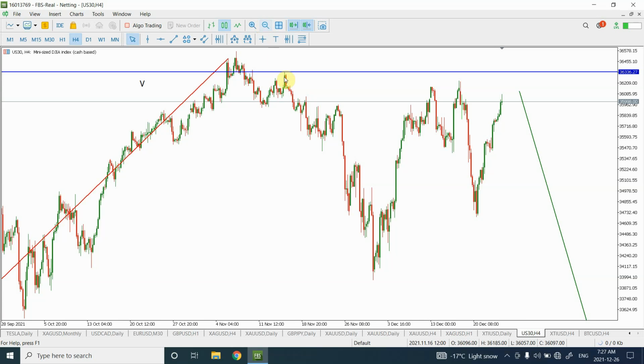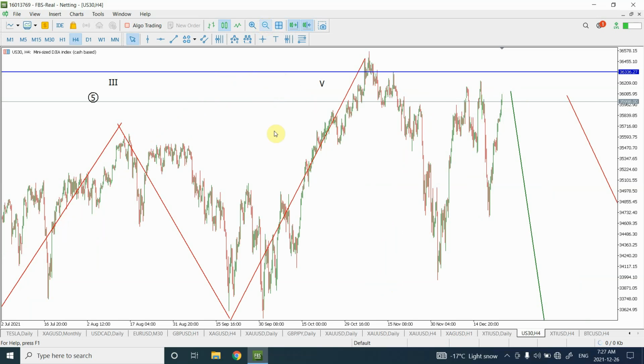So on a smaller time frame, I'm considering this whole as wave one, and I'm considering this top and this top as wave two, and I'm expecting that we'll soon start seeing prices fall on the Dow Jones.